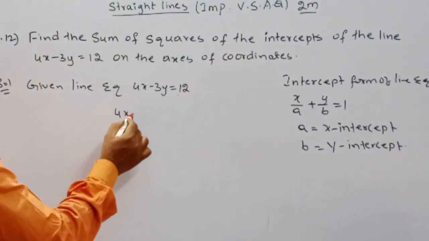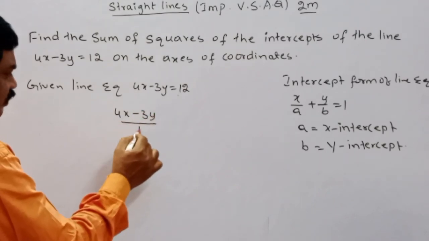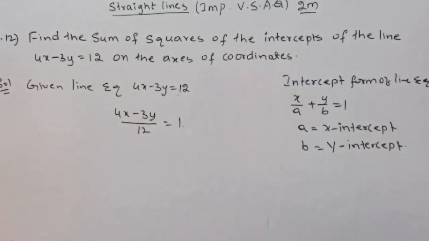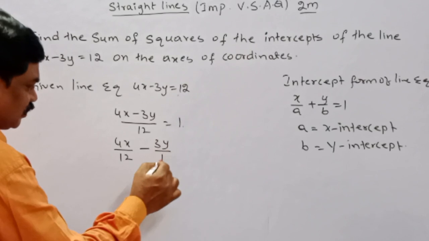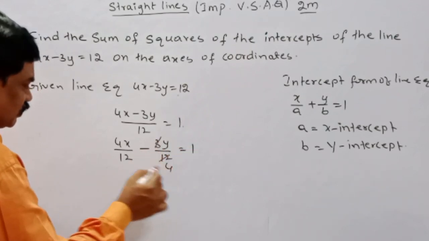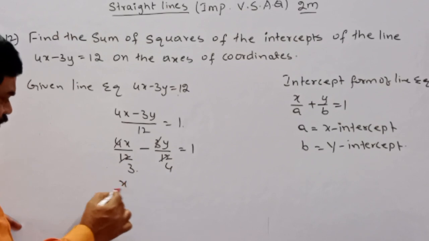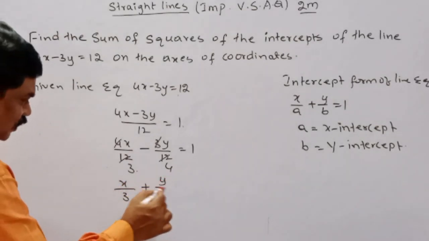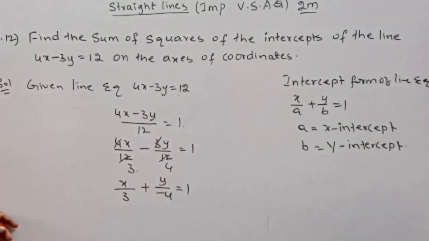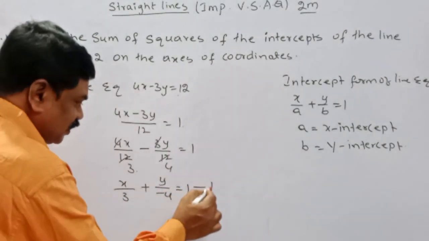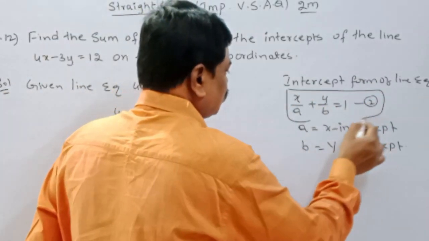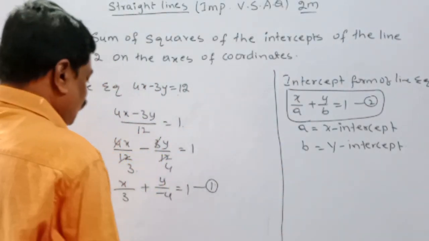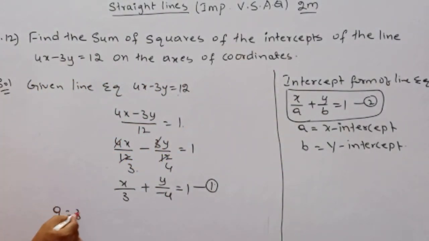That is 4x minus 3y by 12 is equal to 1 by cross multiplication. That is 4x by 12 minus 3y by 12 is equal to 1. 4 goes 3 times, 12 goes 4 times. So x by 3 plus y by minus 4 is equal to 1. You compare, this is equation 1 with this equation 2. By comparing this one, what is a? a is equal to 3 and b is equal to minus 4.